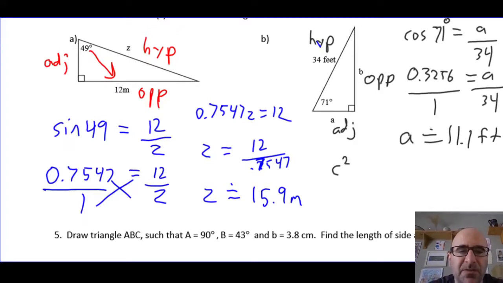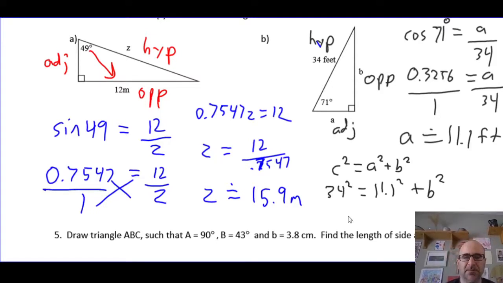C squared equals A squared plus B squared, where C is the hypotenuse, 34 squared. A is 11.1 squared, and I'm looking for B squared. So 34 squared is 1,156. 11.1 squared is 123.21.